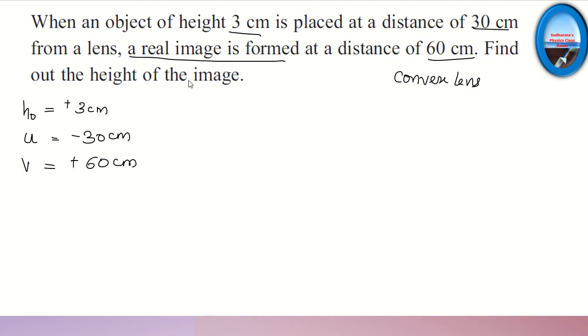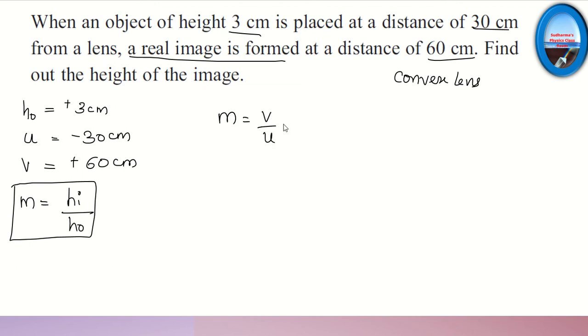So we know a formula, magnification M is equal to HI divided by HO. But we don't know what the magnification is, right? If we know magnification, definitely we have the height of the object, and we can find out height of the image. But we have another formula, M is equal to V divided by U. We can find out from that: V is equal to plus 60, U is equal to minus 30, right? Minus 30. So it's going to be a negative value. It's minus 2.